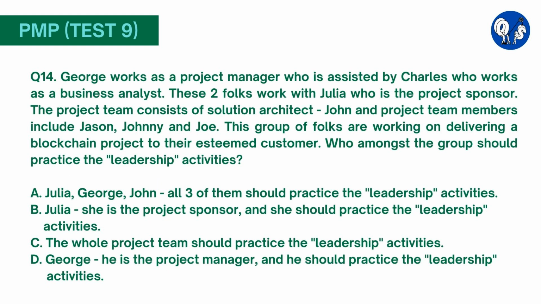George works as a project manager who is assisted by Charles, who works as a business analyst. These two folks work with Julia, who is the project sponsor. The project team consists of solution architect, John, and project team members include Jason, Johnny, and Joe. This group of folks are working on delivering a blockchain project to their esteemed customer. Who amongst the group should practice the leadership activities?